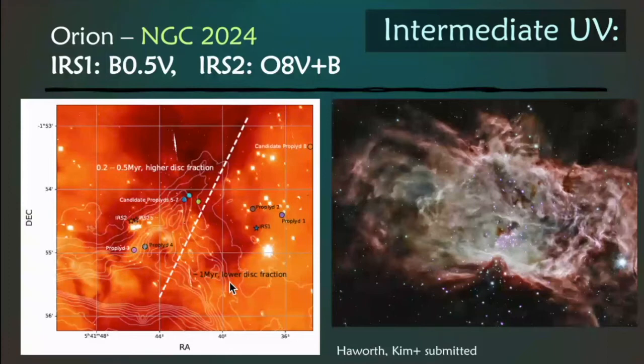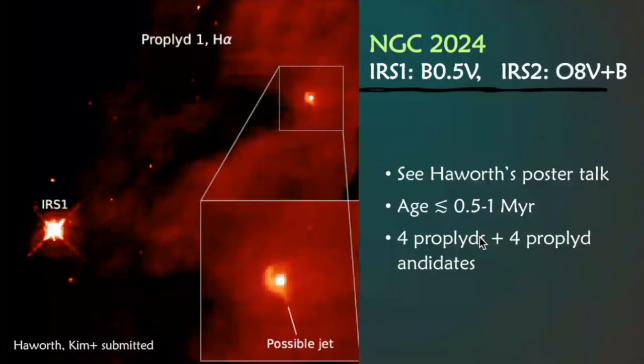And the age, the left-hand side, I mean, they are pretty young, probably younger than ONC. They're very embedded. We are working on their spectroscopy, but we do not have many spectroscopic data for many of these. Here's the first one, proplet 1 in H-alpha imaging from HST. Again, this is a work in preparation. I mean, submitted. It's preliminary, but you're going to see that in Tom's poster.